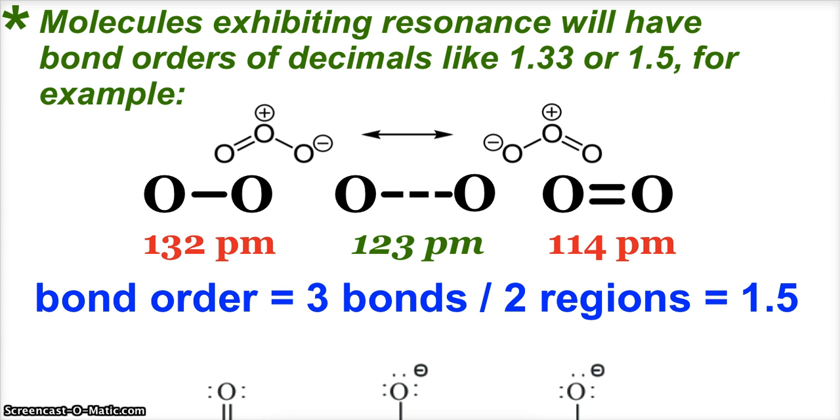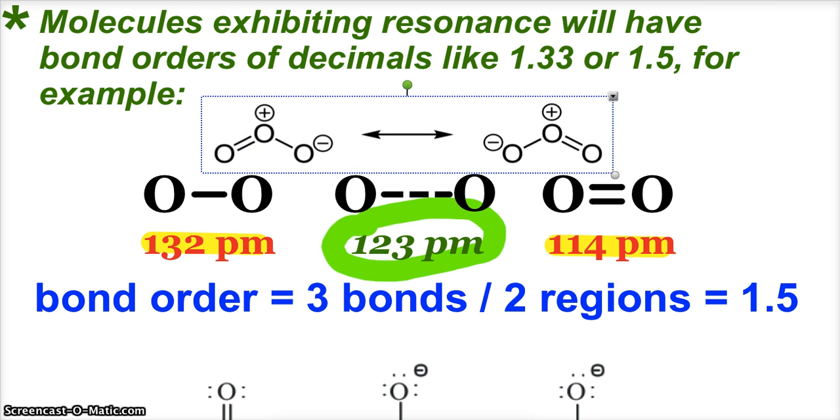And again, if I put ozone into the NMR spectrometer and evaluate it, I do not find oxygen-oxygen single bonds with a bond length of 132 picometers. I do not find oxygen-oxygen double bonds with a bond length of 114. I do find these oxygen-oxygen hybrid resonance bonds with a bond length of about 123 picometers. And so again, we're seeing resonance.